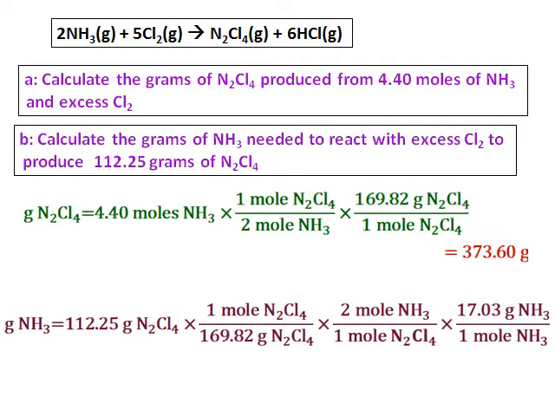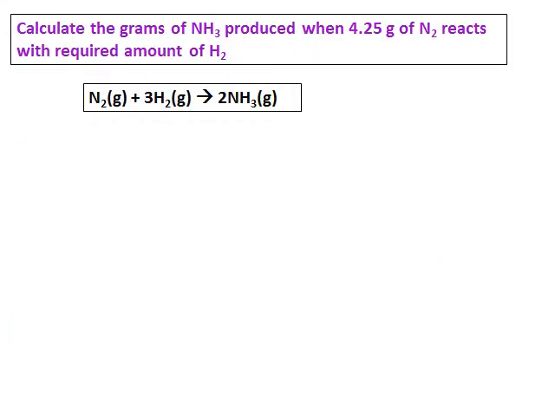Now I know how much N2Cl4 is formed, so start with that. Convert that into moles of N2Cl4, then convert that into moles of ammonia using the equation, and then the moles of ammonia can be converted into grams of ammonia. I get the grams of ammonia needed to produce the required amount of N2Cl4.